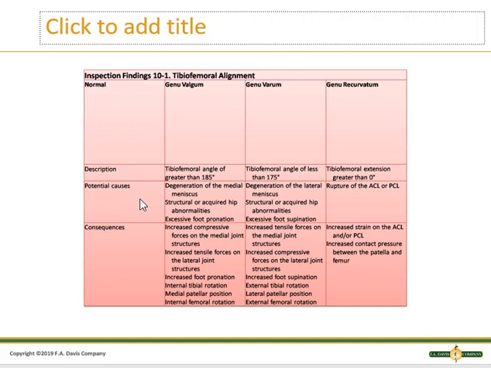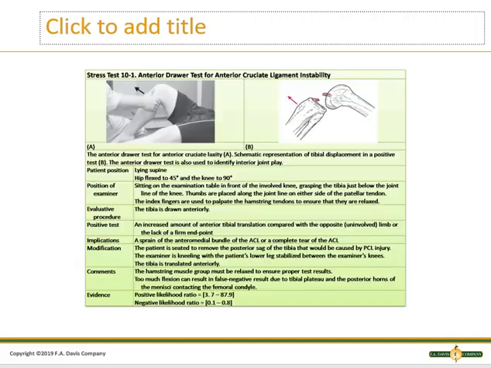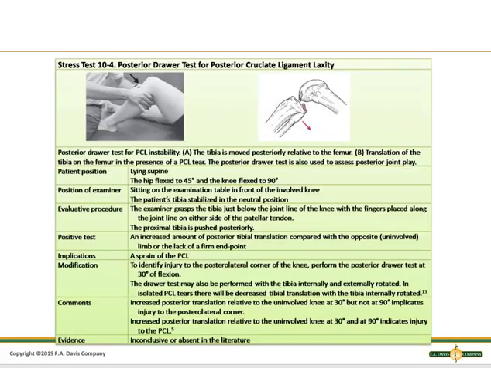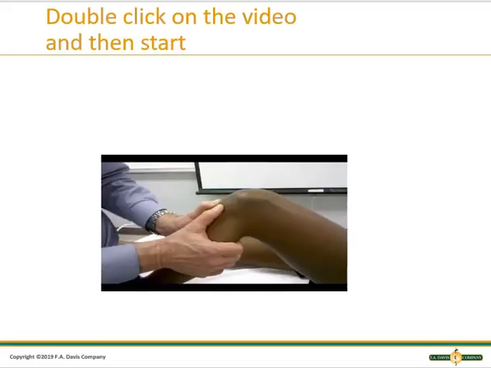So it talks about the different angles of the knees, potential causes, and what some of the consequences of those changes in angles might be. In this slide, we're talking about the anterior drawer test to test for ACL stability. This one is the posterior drawer test for a posterior cruciate ligament laxity.